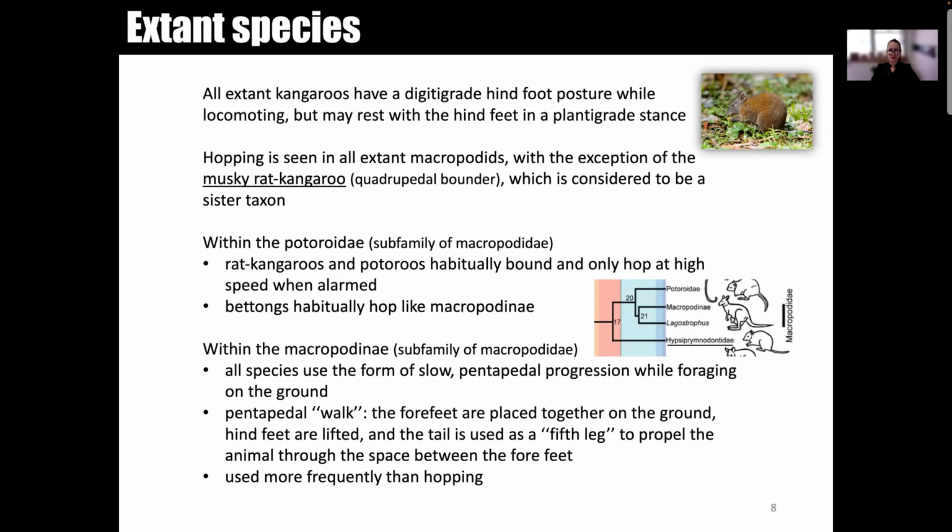So the macropodids, all species of this subfamily, use a form of slow pentapedal progression while foraging on the ground, and this is referred to as a pentapedal walk. For this, the forefeet are placed together on the ground, the hind feet are lifted, and the tail is essentially used as a fifth leg to propel the animal through the space between the forefeet. So this kind of locomotion is actually used more frequently than hopping.